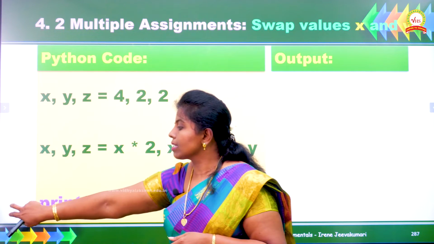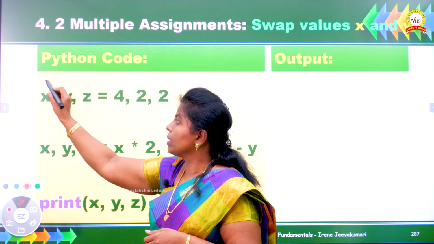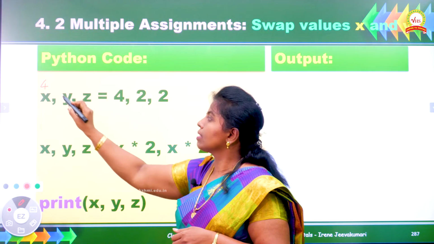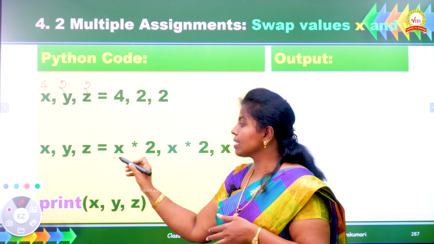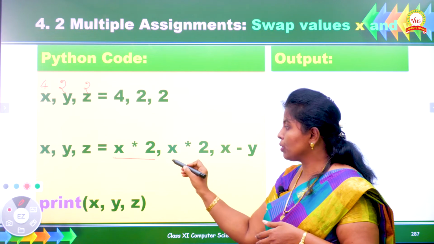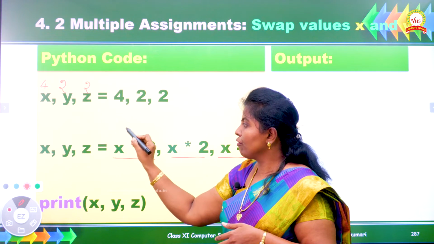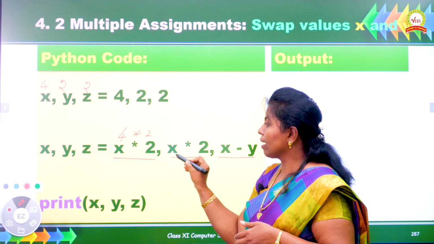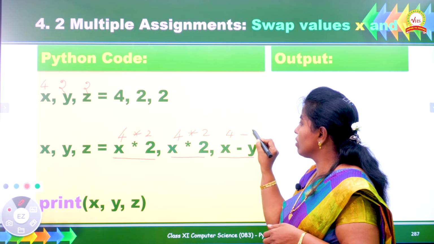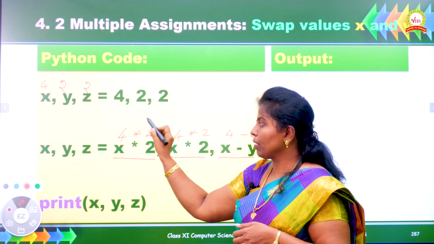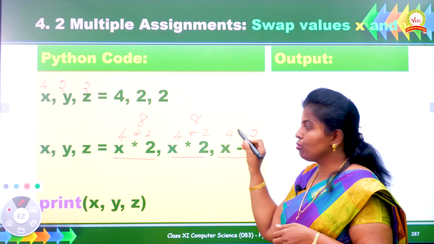You can see here x comma y comma z that has been assigned 4 comma 2 comma 2. So now x will be assigned the value 4, y will be assigned the value 2 and z also will be assigned the value 2. Now let us move on to the next statement. So x multiplied by 2, again x multiplied by 2, then x minus y. The value of x is actually 4. So 4 multiplied by 2, again 4 multiplied by 2, and then here x is 4 and y is 2. So 4 multiplied by 2 will be 8, again 4 multiplied by 2 will be 8, and then 4 minus 2 will be 2.